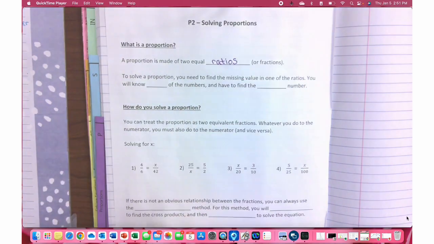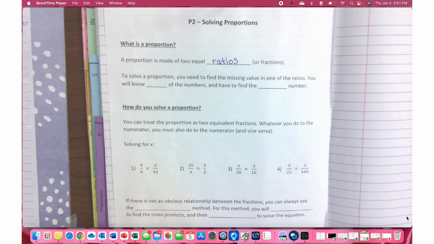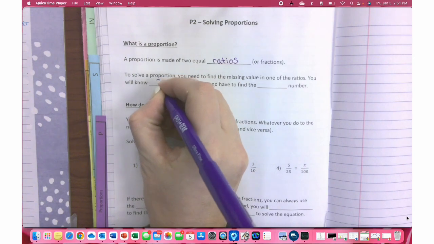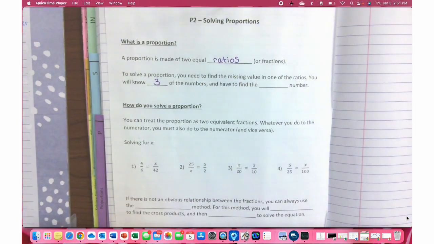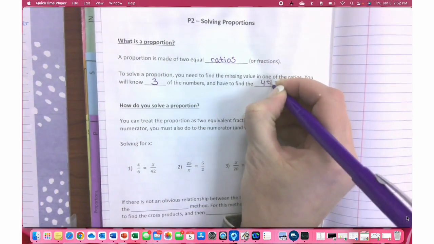The way that we're going to write them, they're going to look like two fractions, but it's made up of two equal ratios. To solve a proportion, you need to find the missing value in one of those ratios. So you will know three of the numbers. There will be four numbers total because you'll have a numerator and denominator in the first ratio and a numerator and denominator in the second ratio. Of those four numbers, you will know three of them. So you're going to have to find the fourth number.